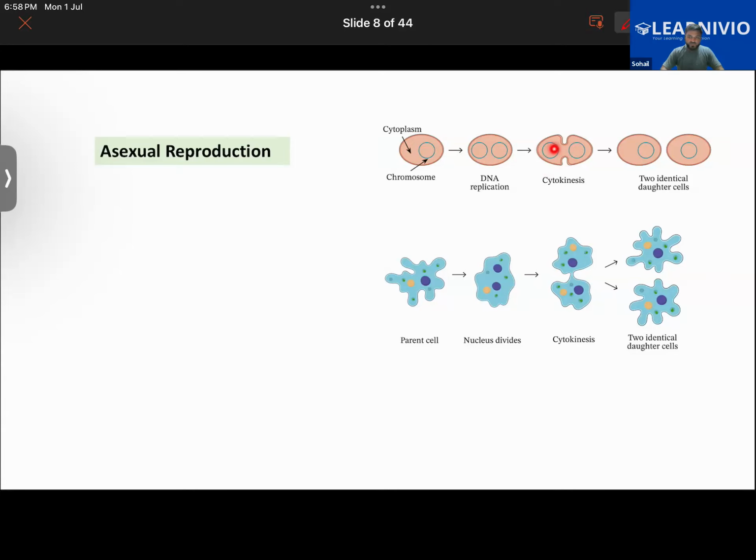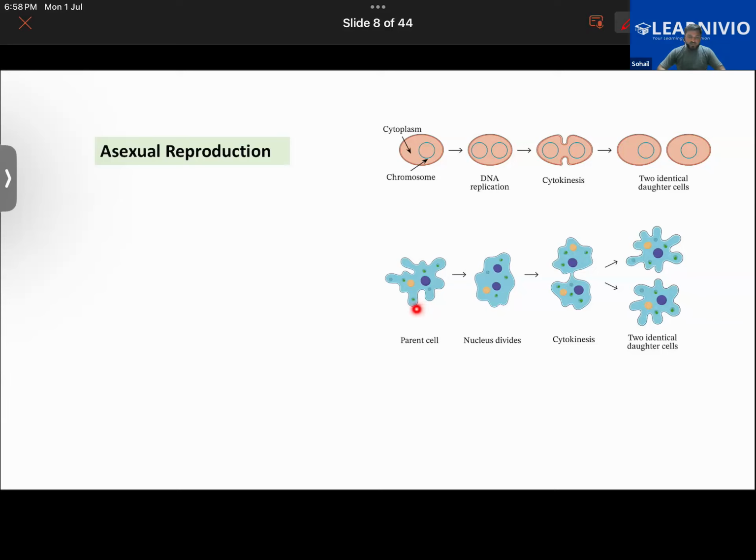Apart from the nucleus, you have cytoplasm also. So the cytoplasm will divide in equal amounts. The nucleus will split into two halves, and thereby it will give birth to two identical cells called daughter cells. Such a kind of reproduction is seen in amoeba, which is a protozoan, right?